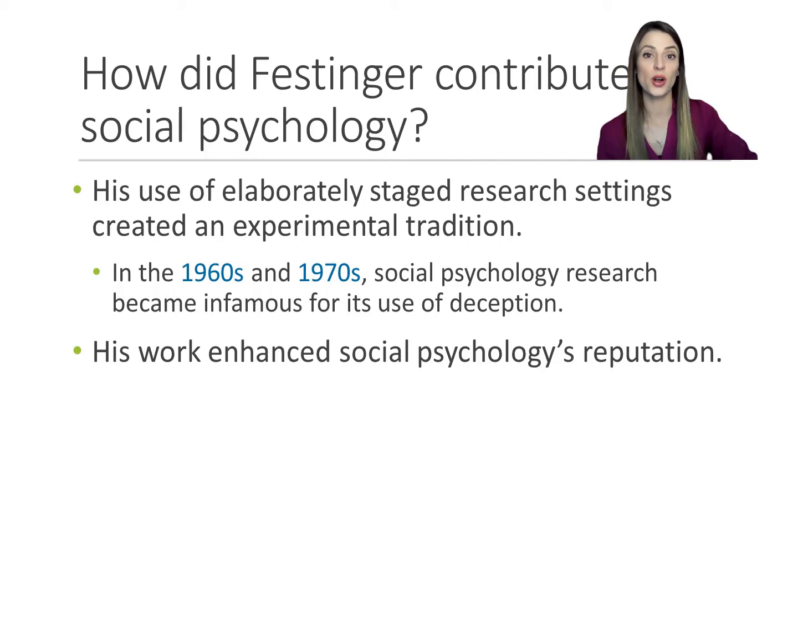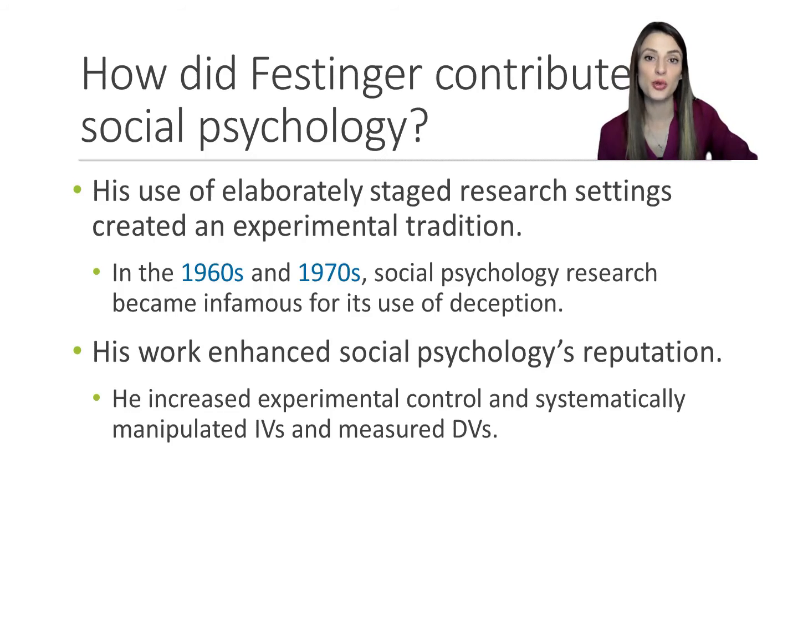His work was also important because it helped promote social psychology's reputation as a legitimate science. He tried to increase the amount of control he had in his experiments. One of the things he did was measure a variety of variables, not just the variables of interest. When we analyze the data using statistics, we can control for those external variables. He was very careful about how he manipulated the independent variable. As I mentioned, deception was often involved in the process. He was also very careful about how he measured the dependent variable.